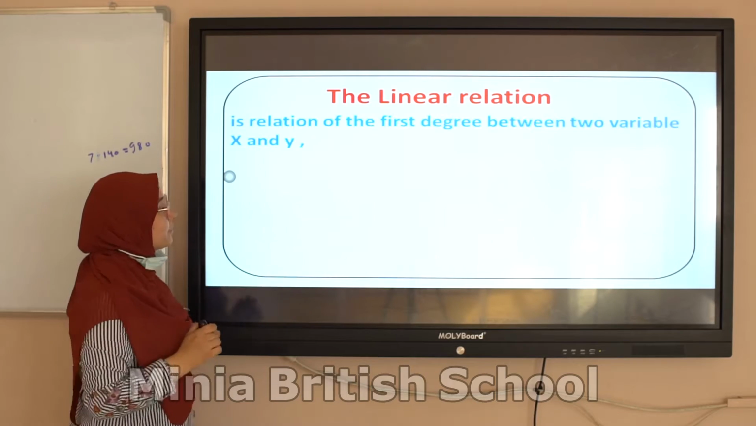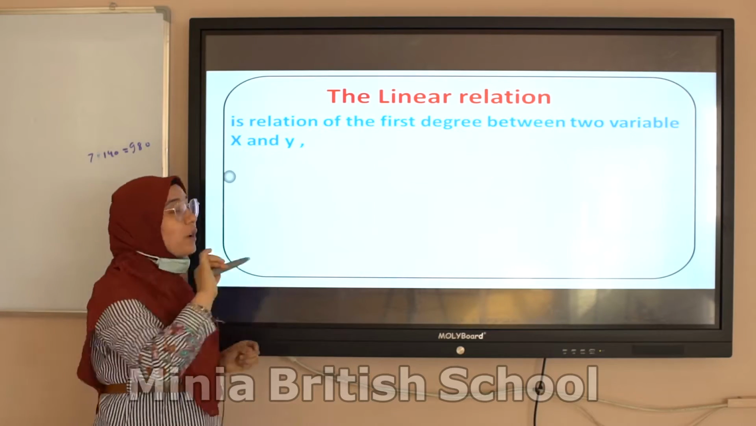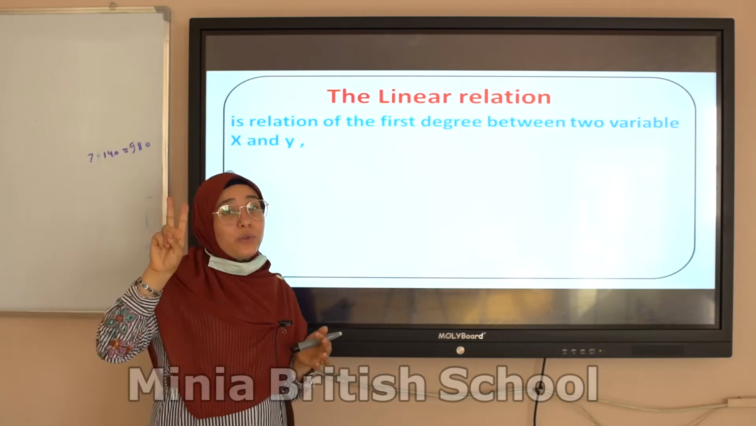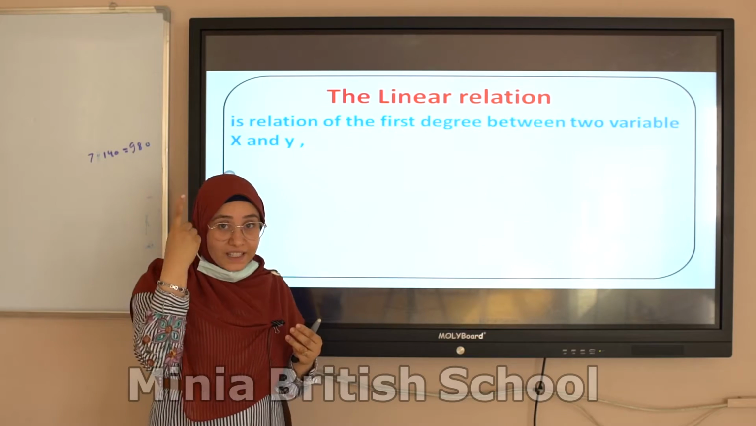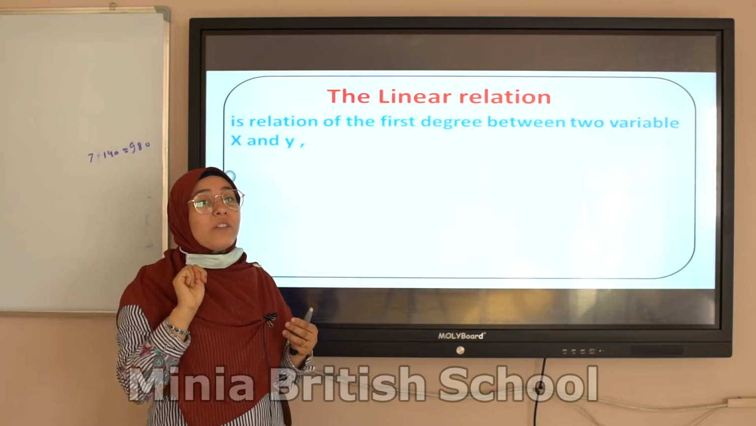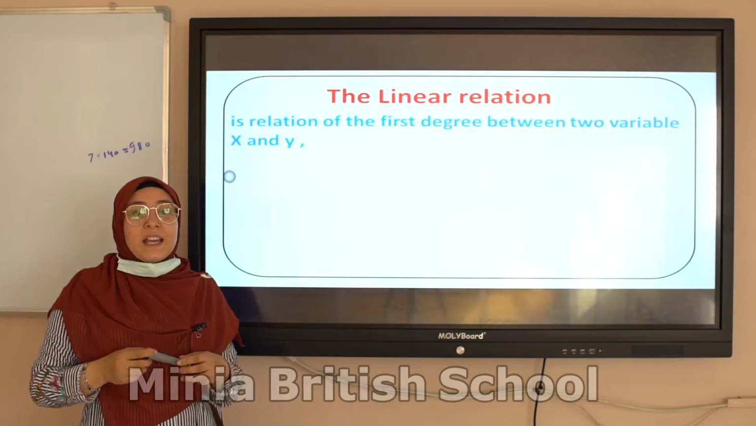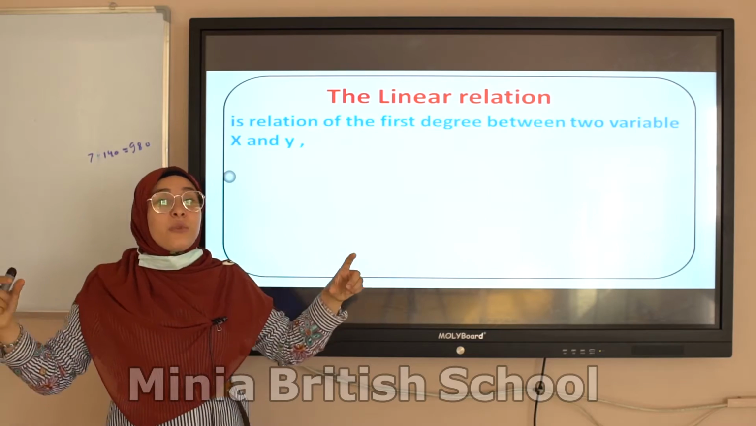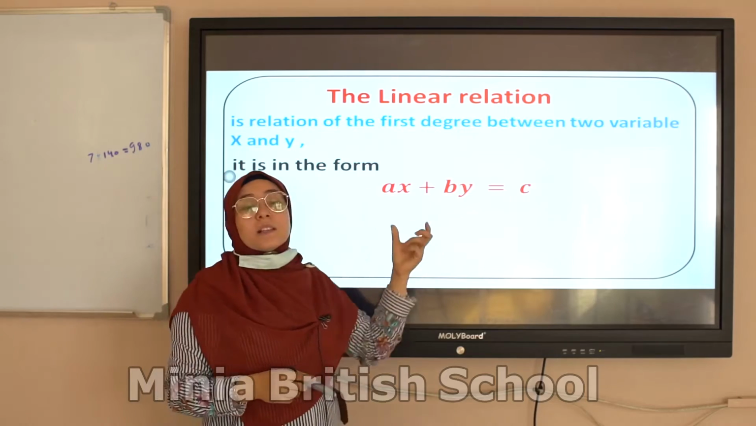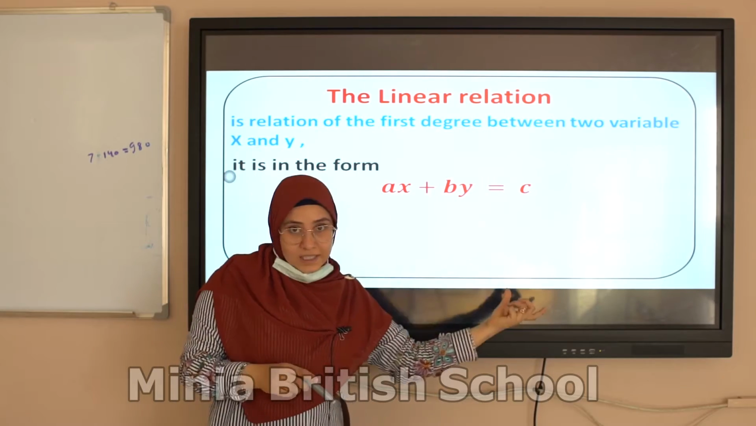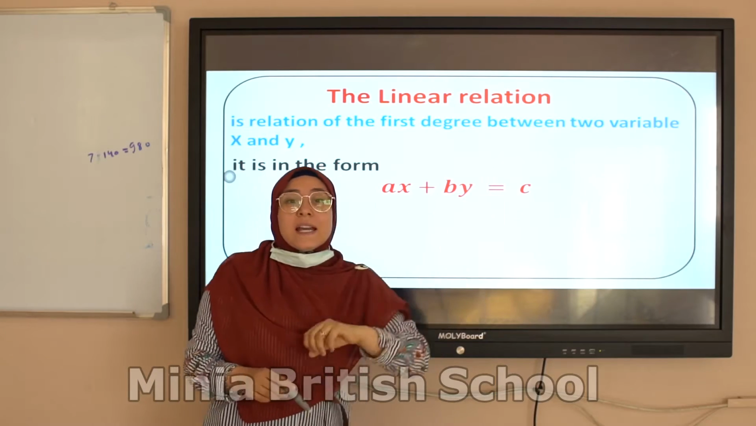A linear relation is a relation of the first degree in two variables. Which two variables? x and y, and it is written in this form: ax plus by equals c.